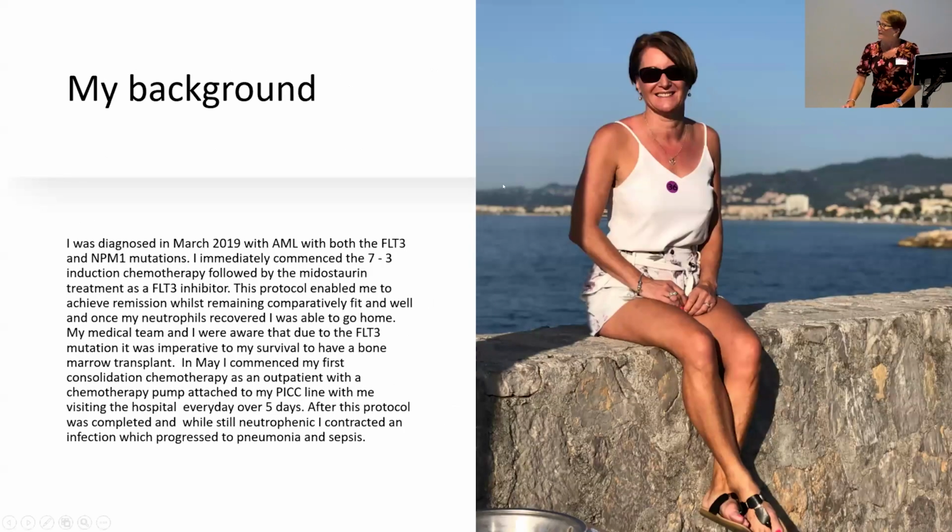So this is my background. This photo here was me shortly before I got diagnosed with AML. I was diagnosed in March 2019 with AML with both the FLT3 and NPM1 mutations. I immediately commenced the 7-3 induction chemotherapy, followed by the midostaurin treatment as a FLT3 inhibitor. This protocol enabled me to achieve remission whilst remaining comparatively fit and well.